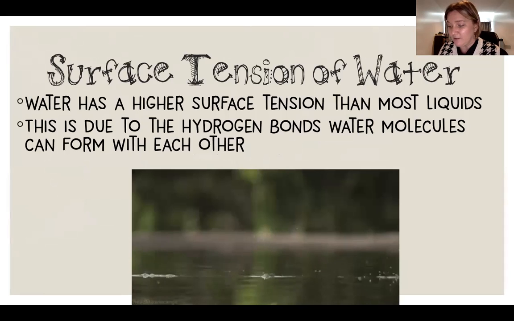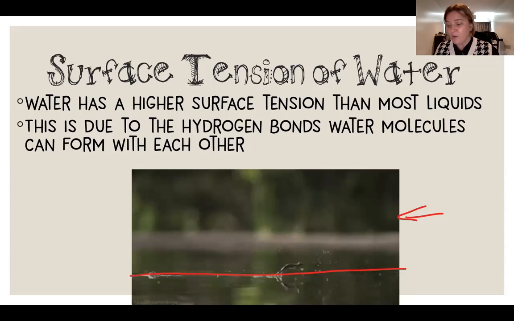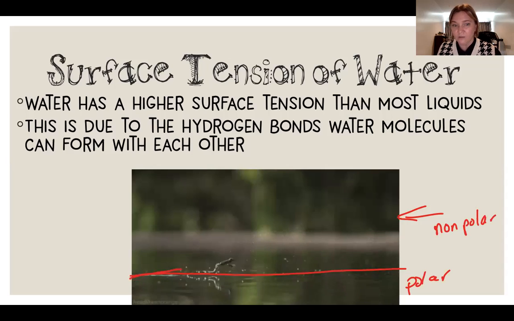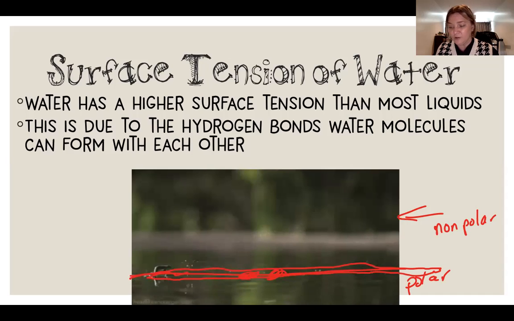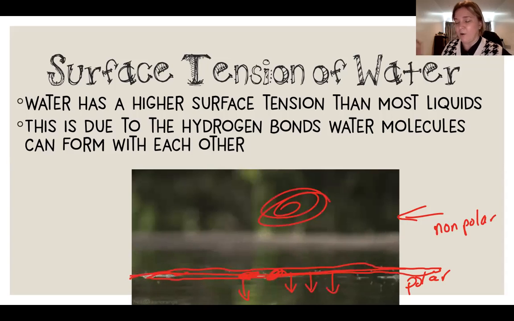Also, I'd like to point out the fact that you have to look at the boundary between the surface of the water and what is above the water. So we know that water is polar. We know that air is non-polar, which means that all of the water molecules on the surface here are going to be pulling even harder and closer together and pulling downward against the non-polar air above the surface.